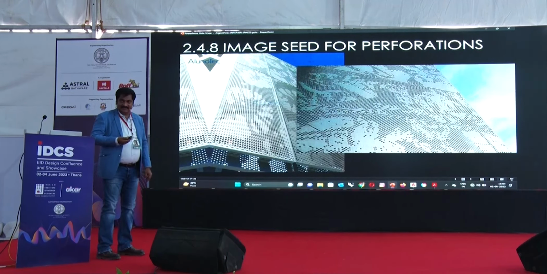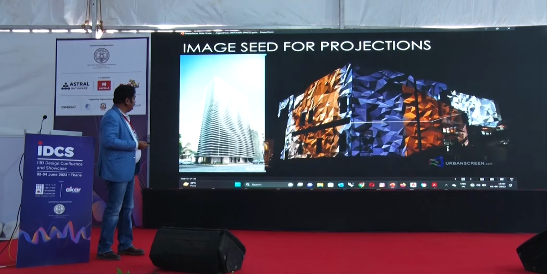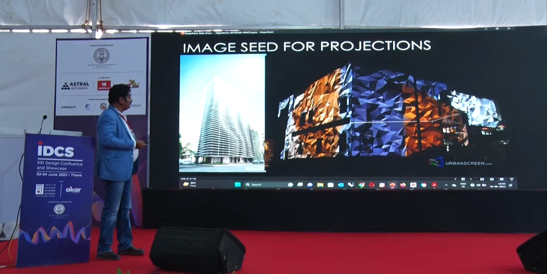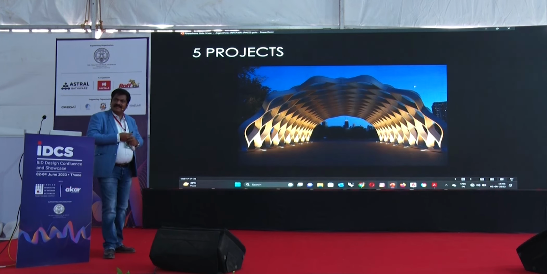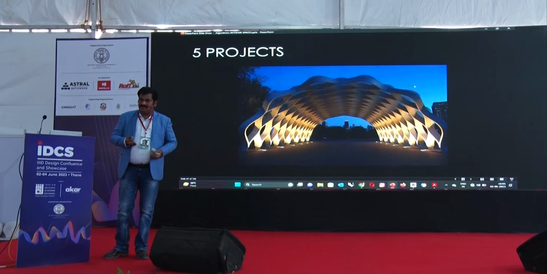The image can be used as a seed. So there are two options for image and seed. You change the image and you will get a different design altogether. So this is just the kind of experiments you can do with parametric.